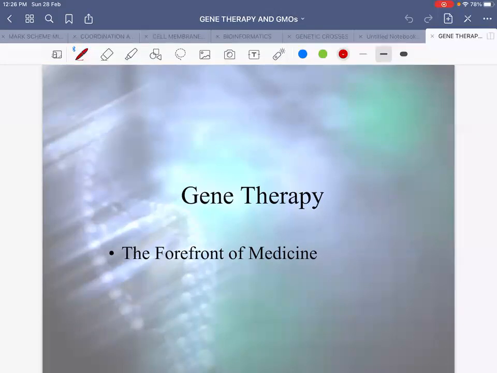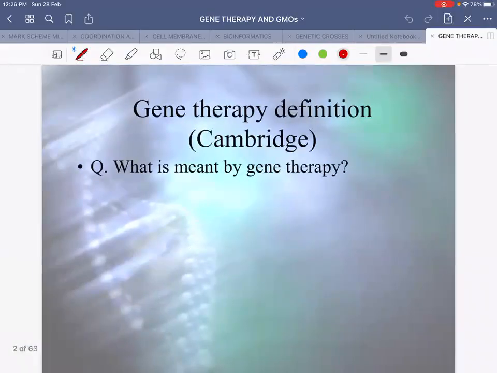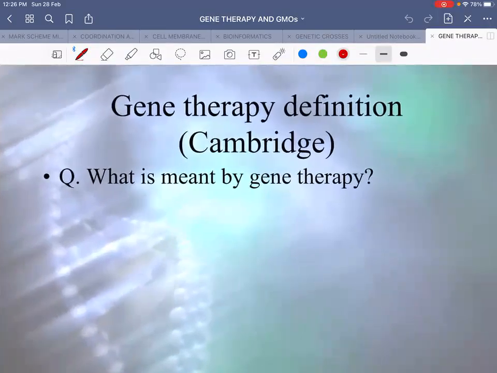And then after that, we will be going into the indications of gene therapy, what kind of diseases can be treated by it, the social, the ethical and the moral implications of it, and so on and so forth. So let's start. Cambridge definition of what is meant by gene therapy. So I'm going to share some Cambridge questions and their relevant answers.